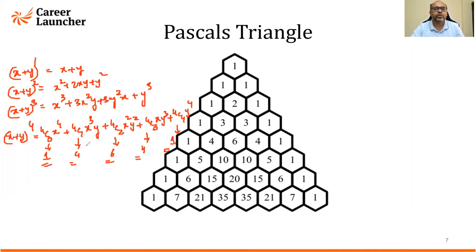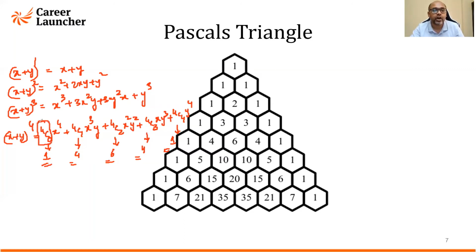Usually it is used by kids. The reason they do it at an early stage when they are learning the binomial theorem is they find it difficult to find this 4C0, 4C1. If you are in the 7th class or 8th class just learning the binomial theorem, it is difficult for you to calculate 4C0, 4C1, 4C2 every time. So this Pascal's triangle is an easy way to write down the coefficients.